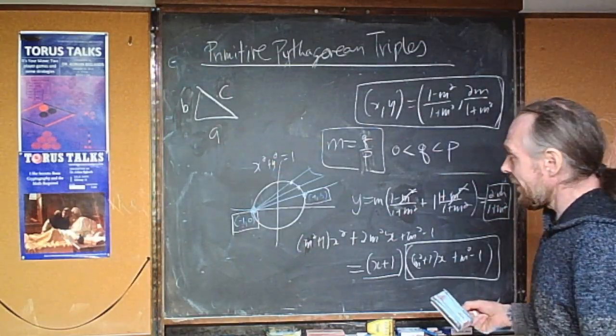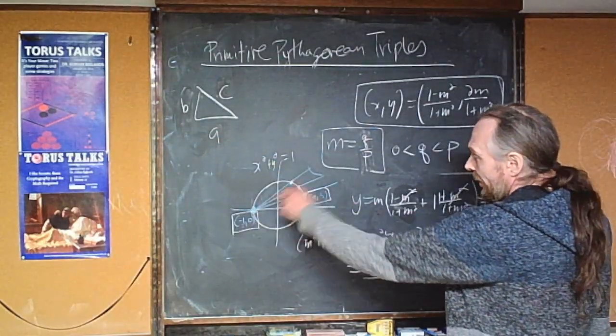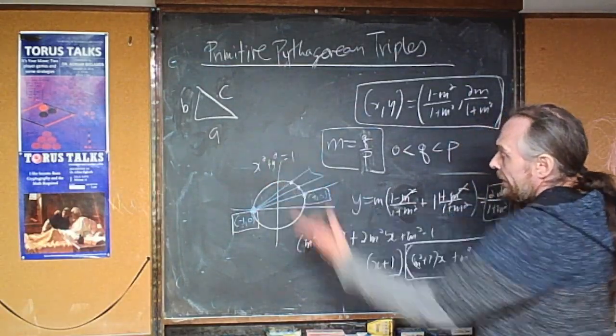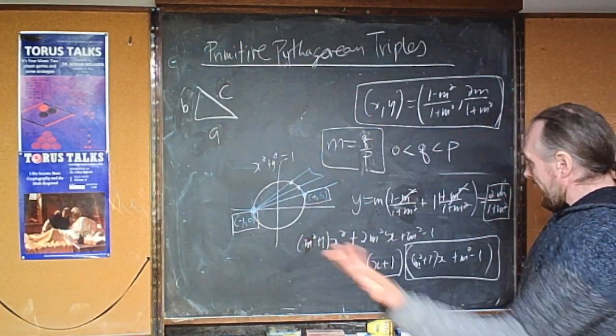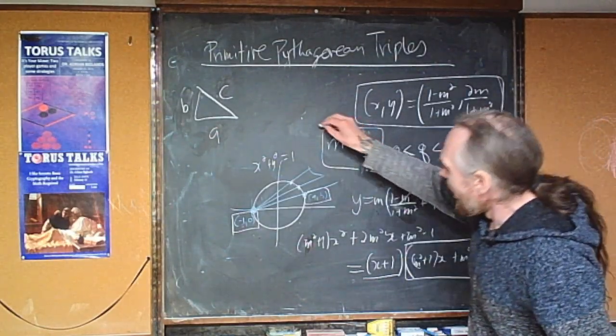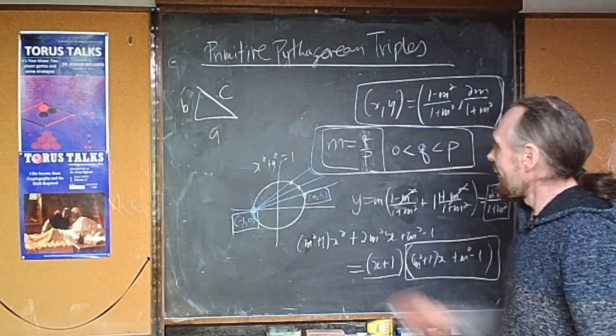That gives us a bijective, one-to-one correspondence between all the lines with slope m and the points on the unit circle in the first quadrant. It's going to give us all the primitive Pythagorean triples. So without loss of generality, this is what we're going to get here. And now what do I have to do?